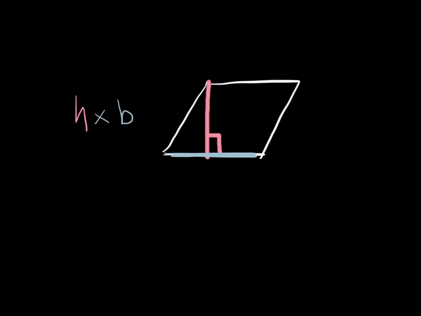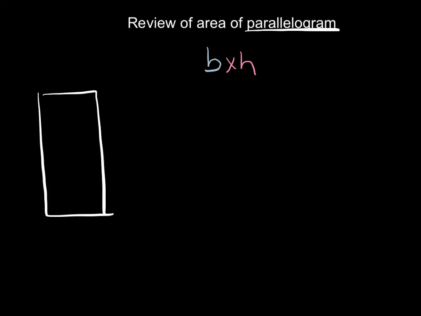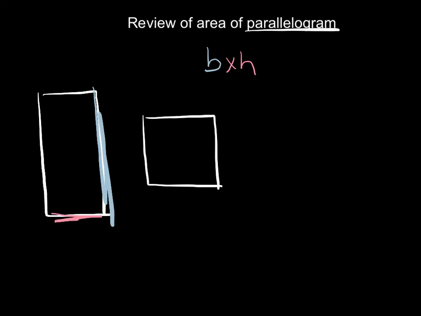To review, the area for all parallelograms is base times height. With rectangles, you can pick any two sides that are touching to be your base or your height. With squares, we know that each side is of equal length. If they give us a length of one side, we automatically know the lengths of the other sides.